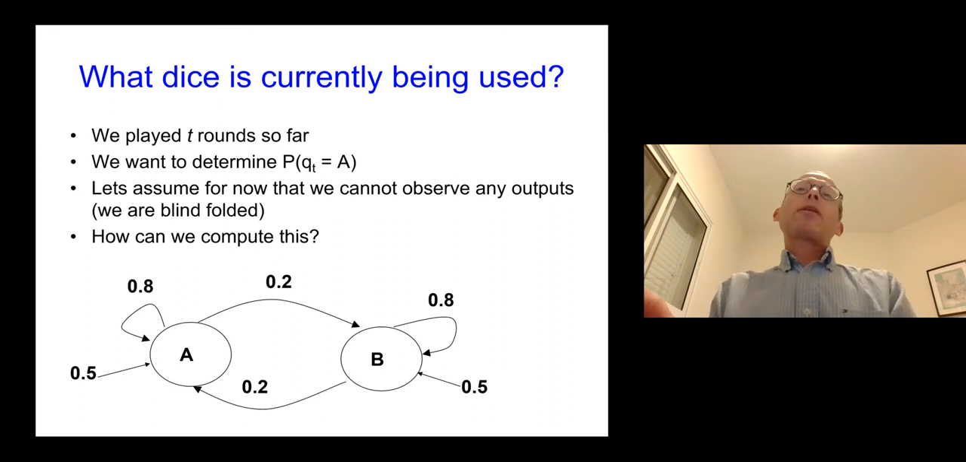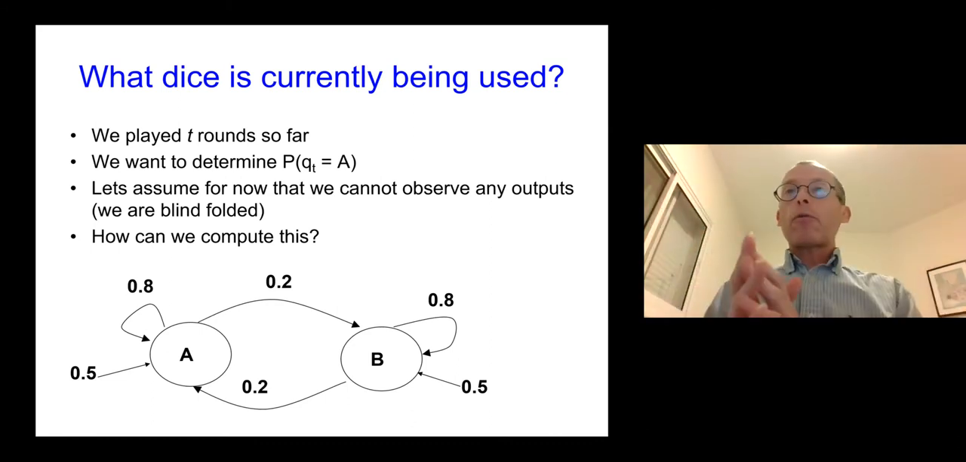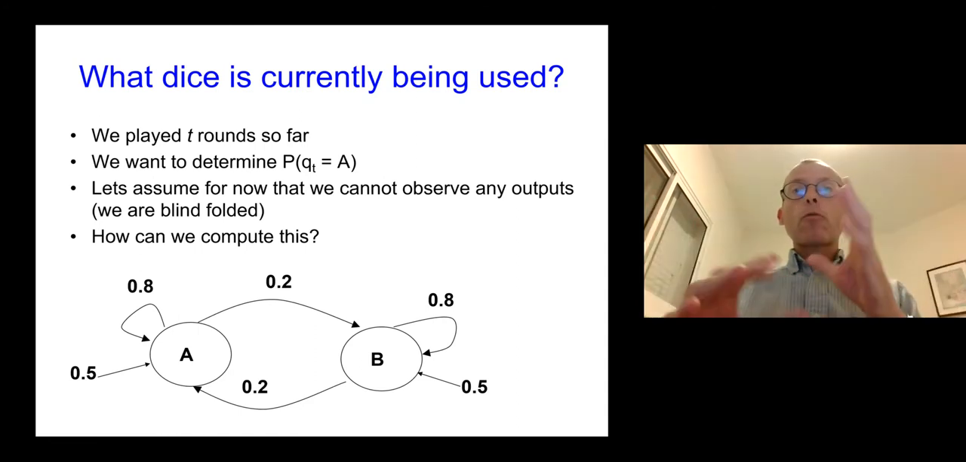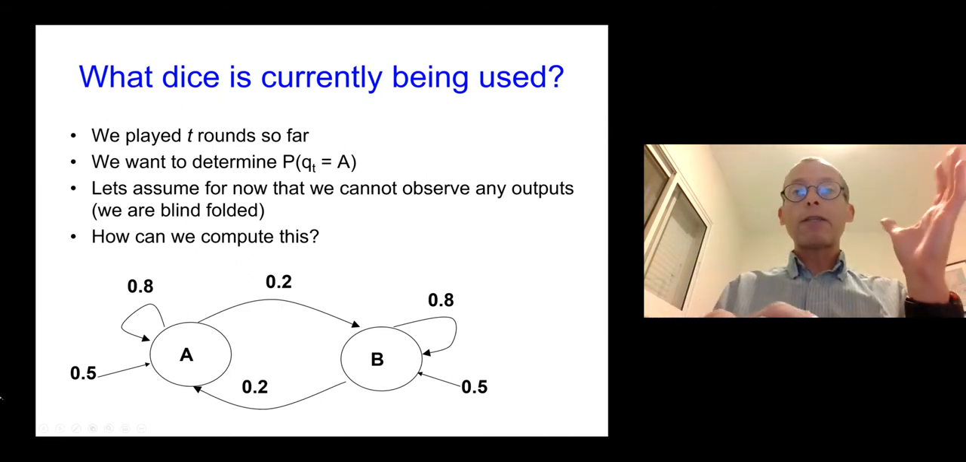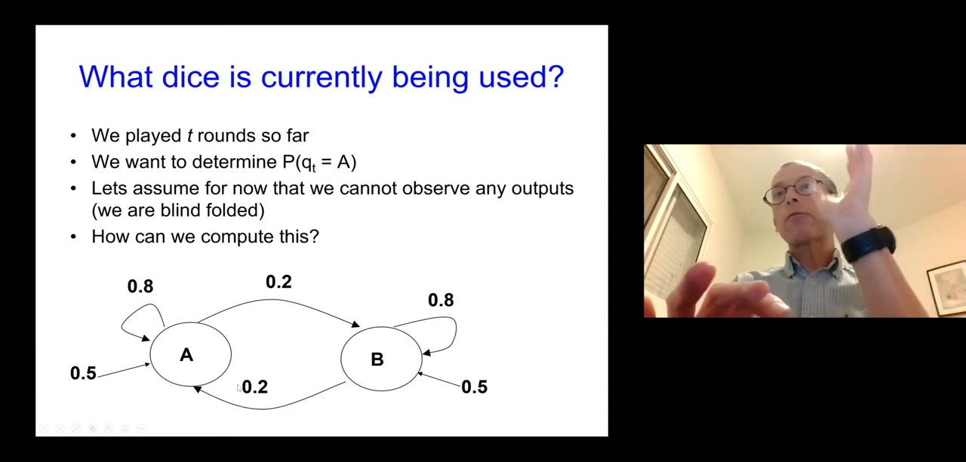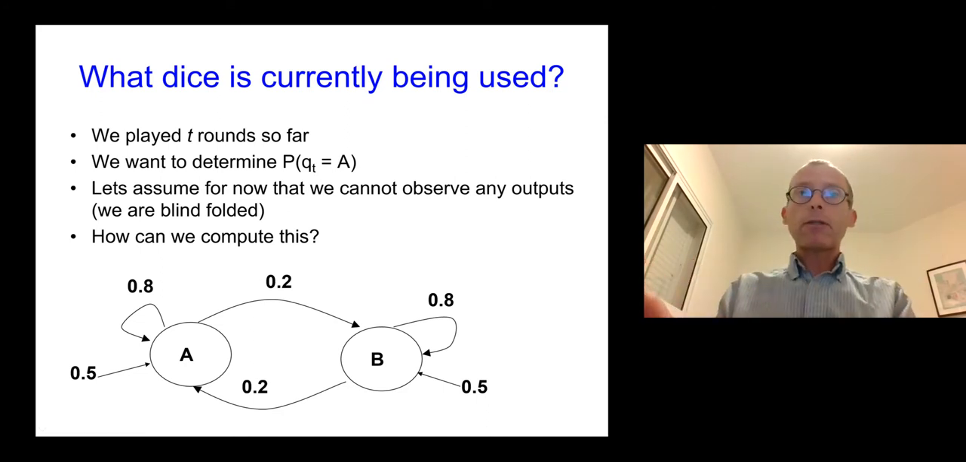So the first question is, we want to know what is the probability of being in die A at the seventh time point, without seeing any observation. So the assumption is we cannot observe any value. We just want to know what's the probability, if we have this model, that after seven rounds, because we have these transition probabilities, we will end up with state A or state B. In this case, only two states.